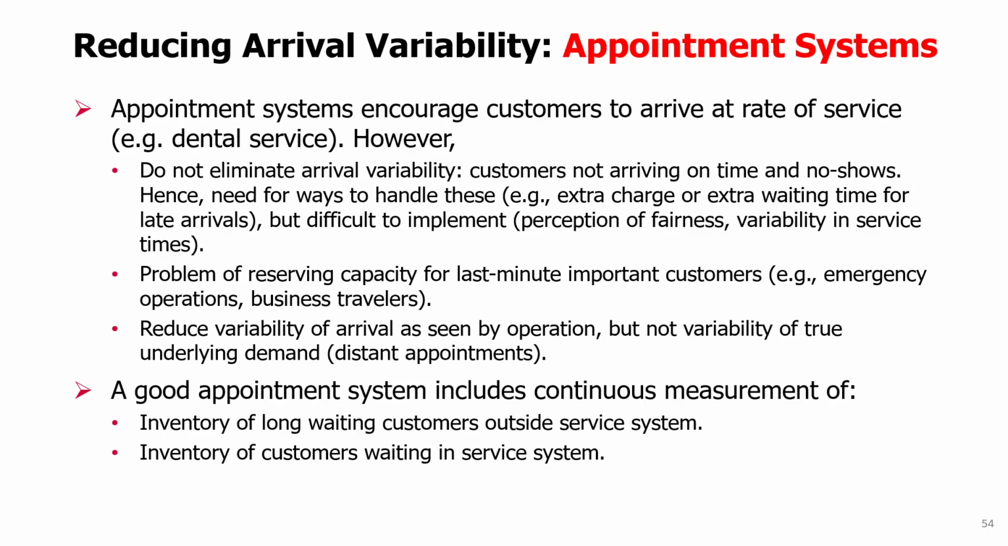And also the biggest problem is that the reduction of variability is not complete. Yes, indeed, you have less variability in arrivals as seen by the operation. Customers come when they have appointments. But in fact, the variability of the true underlying demand is not reduced, right? This can be seen if you observe distant appointments. For example, if I call my dental clinic today and they tell me they can give me an appointment in 1 month or 2 months, right?